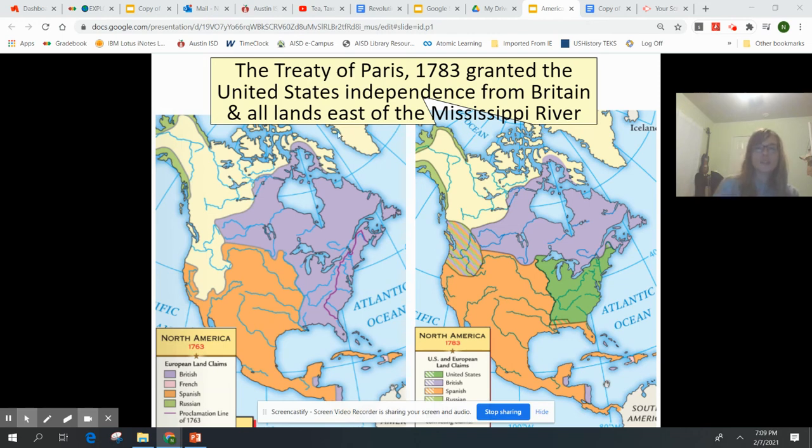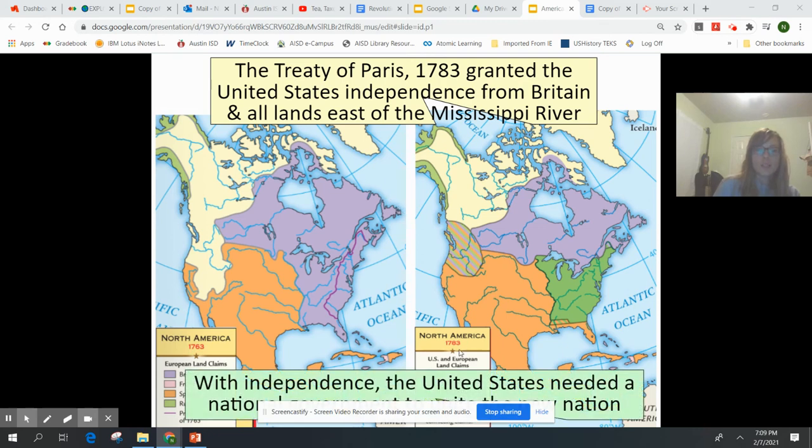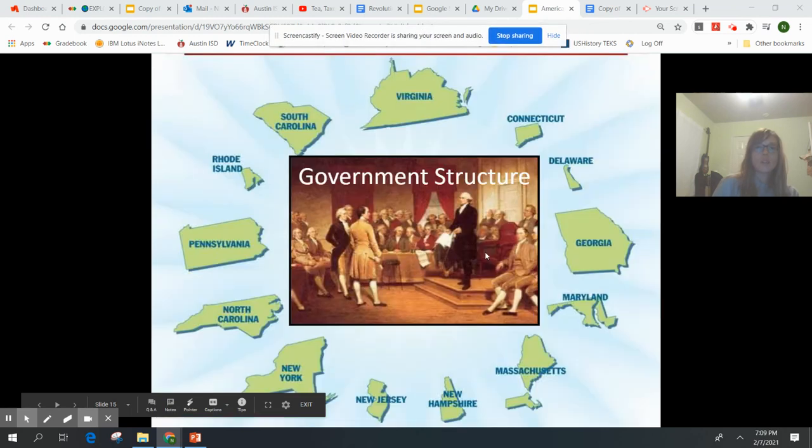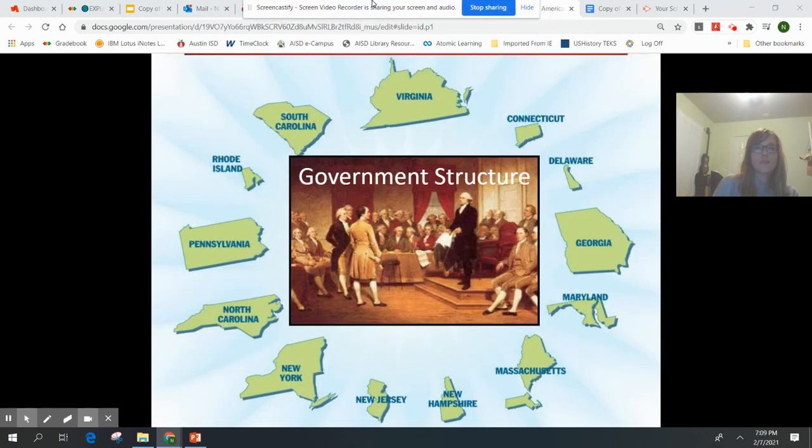So after effects, all of this green area that was once the British or belonged to the British is now going to belong to the United States. This area, Canada, is still going to belong to Britain. And so the United States is going to have to come up with a way to rule over this territory. And so what it's going to do is it is going to develop this system of governing.